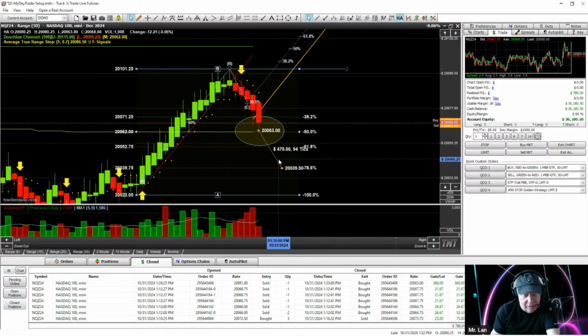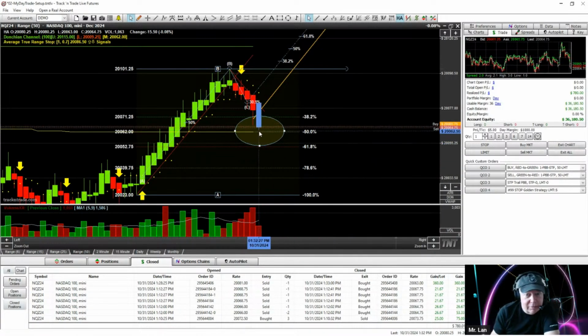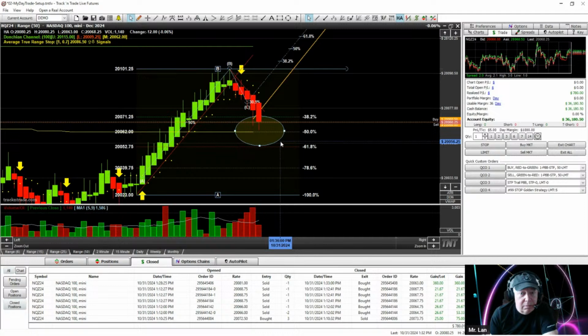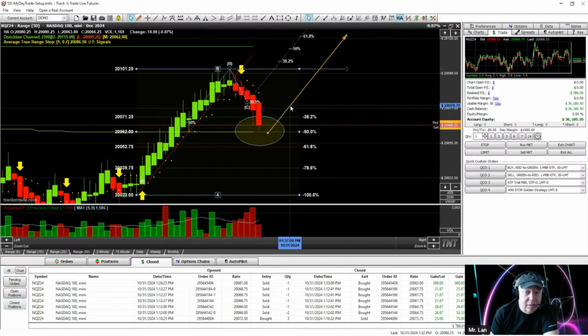But it hit the 50. That was a pretty good spot to take profits right there. We only had one contract. If we had multiple contracts, we could have left one running. But now that it's here, it could go down to 61.8.